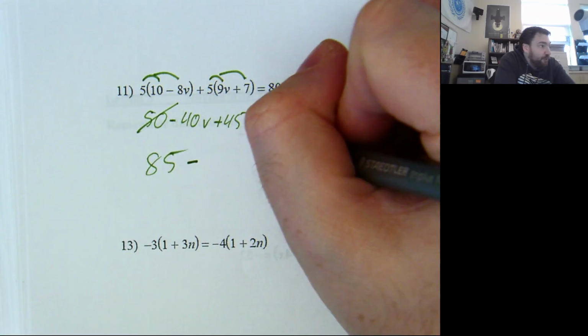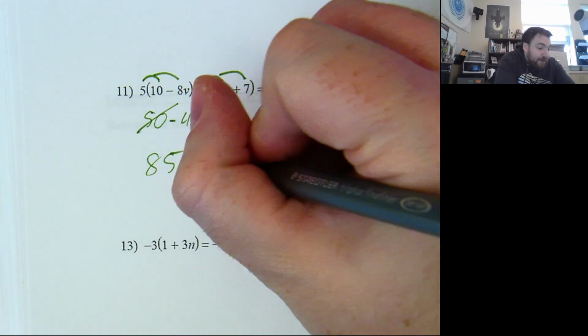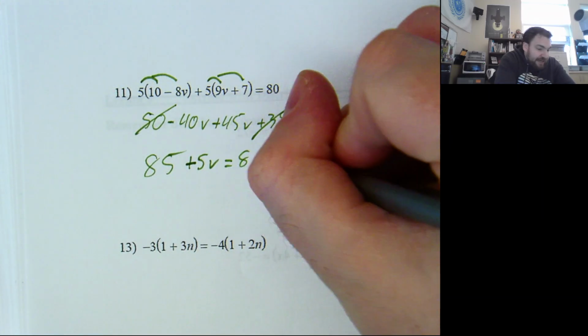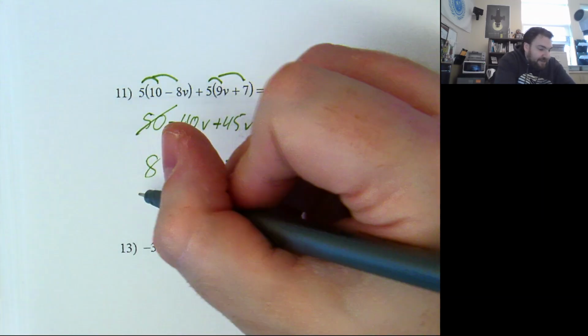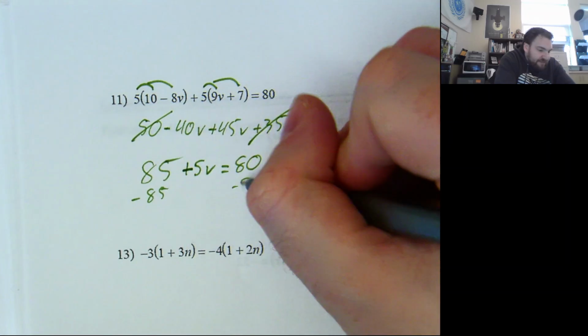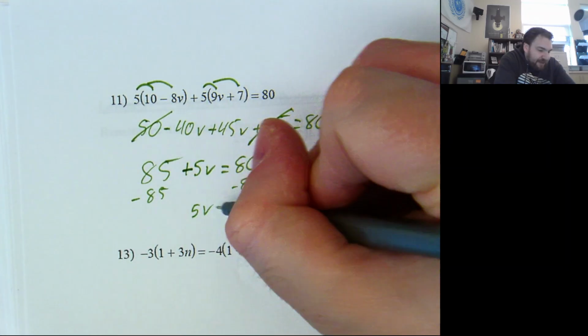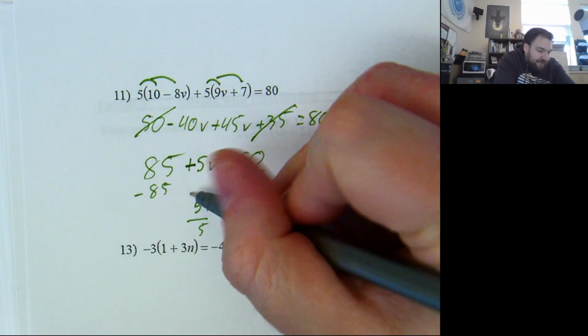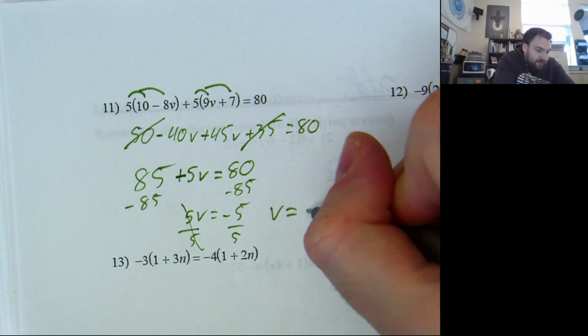Negative 40 plus 45? It should be positive 5v. And that's going to equal 80. Now I'm going to take away 85 on both sides. I'm going to get 5v equals negative 5. We're going to divide by 5, and v is going to equal negative 1.